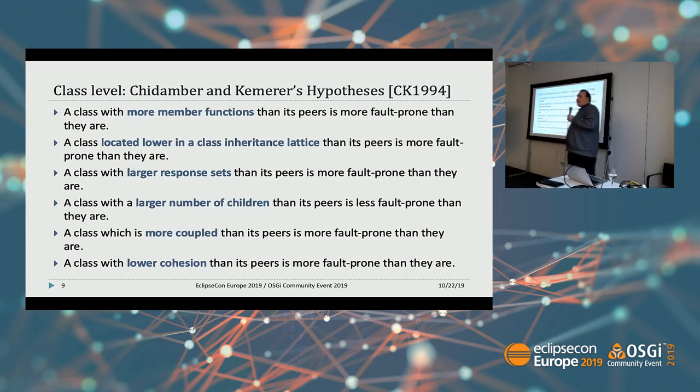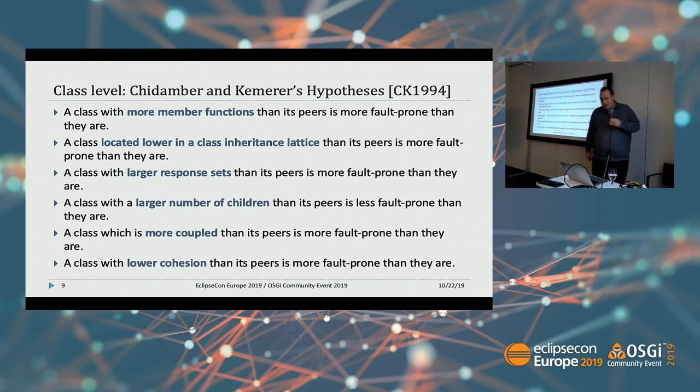It corresponds with something that they called the response set. That's a bit of an inheritance to, you know, the Smalltalk way of programming, where you're sending a message, and formally the execution of the method is a response to the message that you send to the class, right? It is also correlated with the number of children that a class might have. And then we have coupling, and we have low cohesion as additional factors, right?